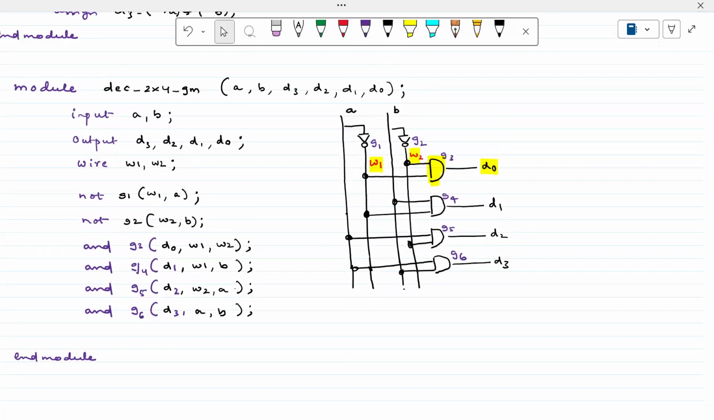Let us write a behavioral modeling. Right? In the previous class, in the behavioral modeling, we have used the if-else statement. But today we are going to use another procedural statement that is called the case statement. Okay. So let us write that one also.